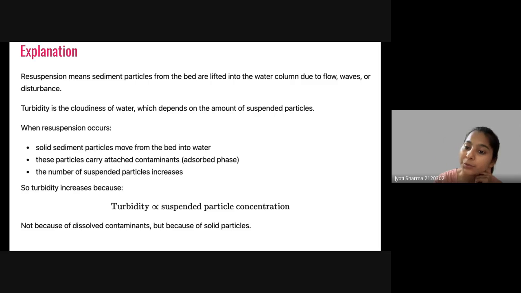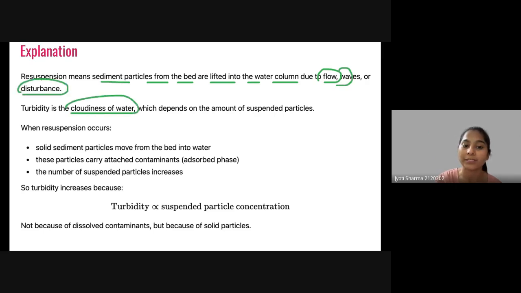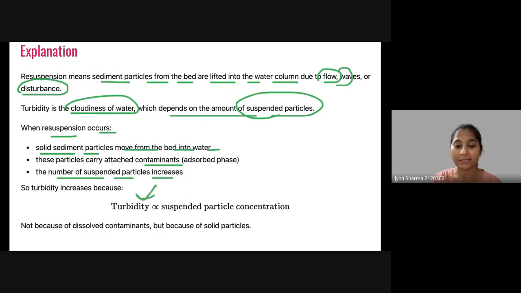So the first thing that you need to learn is what is resuspension. Resuspension is when sediment particles from the bed are lifted into the water column due to flow, waves, or some type of disturbances. And turbidity is the cloudiness of the water that depends on the amount of suspended particles that we have. This resuspension occurs when your solid sediment particles move from bed into water, and these particles also have some contaminants, and the number of suspended particles increases, and that's how turbidity will be increased.